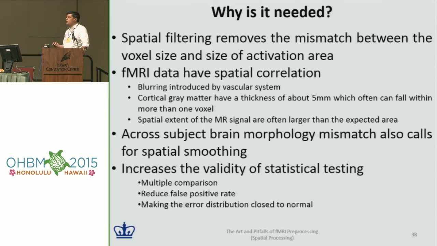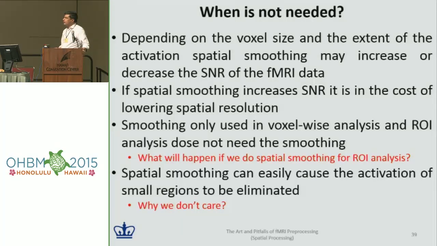So these are all the reasons that spatial smoothing improves our results. Across-subject brain morphology mismatch also calls for spatial smoothing, because the spatial normalization is not going to perfectly align the brain. We just blend it a little bit to have a better result, so we won't get a lot of false positives. It also increases the validity of statistical testing, because the more we blend, the more our data is going to look like a Gaussian distribution.